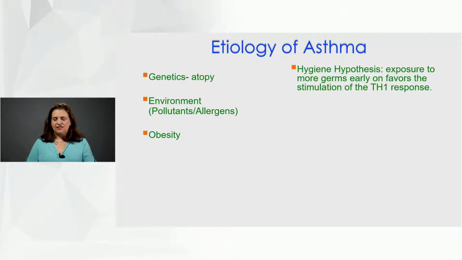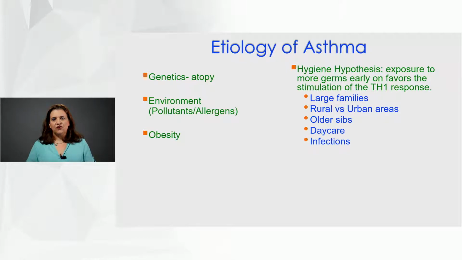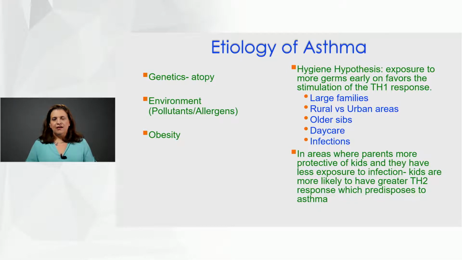The hygiene hypothesis has also been proposed as a reason for the increased prevalence of asthma. The hygiene hypothesis states that exposure to more germs early on favors the stimulation of the Th1 response. So children who are from large families, live in rural versus urban areas, have older siblings, are in daycare, or have frequent infections are less likely to develop asthma. In areas where parents are more protective of their children and they have less exposure to infection, children are more likely to have a greater Th2 response, which predisposes to the development of asthma.